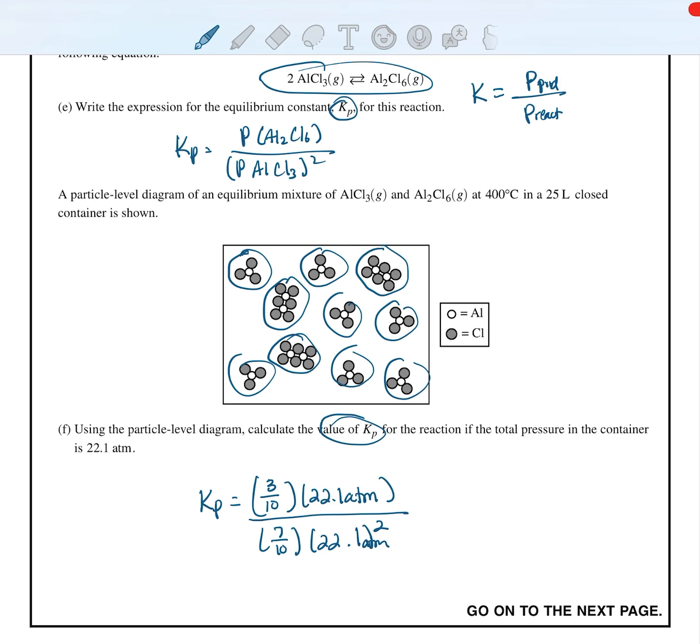And when you do this calculation, I will get a Kp value of 0.0277. It is unitless. Even though the atmospheres did not cancel out perfectly, our equilibrium constants, they're always unitless. And this answer means that I favor, and you can tell from the diagram as well, but I'm favoring the reactant because my K constant is less than 1.